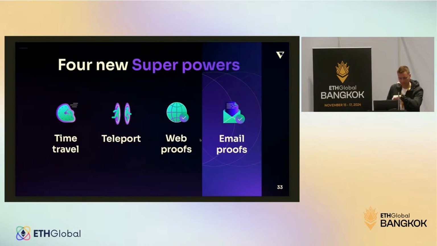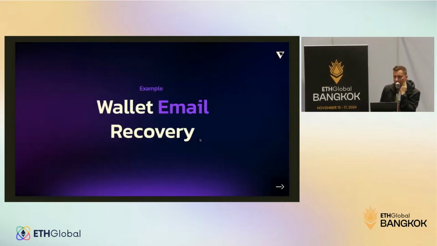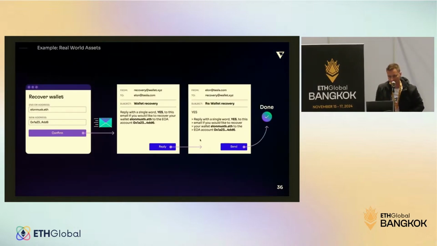All right. So let's go to the last superpower. The last superpower is email proofs. That's very similar to web proofs in a sense that you can take your data from the email and use it on-chain. So here's the first example, wallet email recovery.